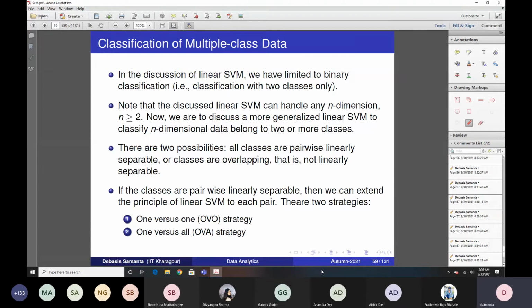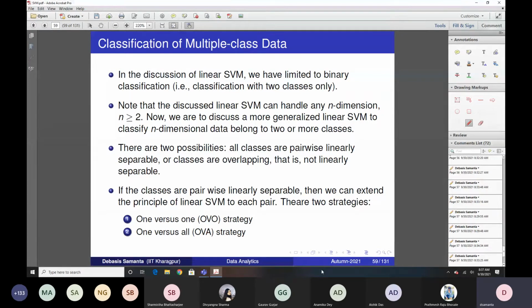In this regard, there are two strategies. One strategy is called one versus one, popularly called the OVO strategy. The second is called one versus all, the OVA strategy. These two strategies are very popular, out of which OVA, one versus all, is a better strategy than OVO. Let's first learn what the two strategies are, and then we can come back to comparing them later on.